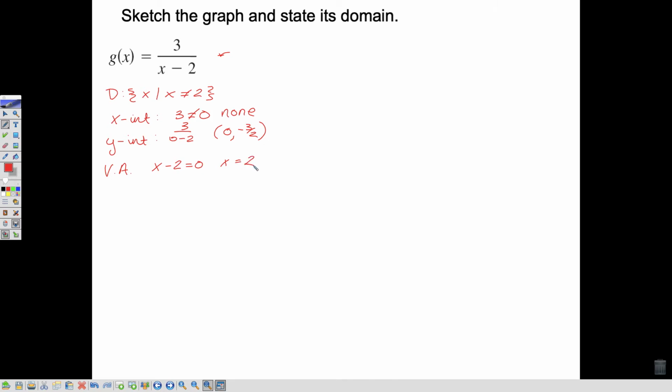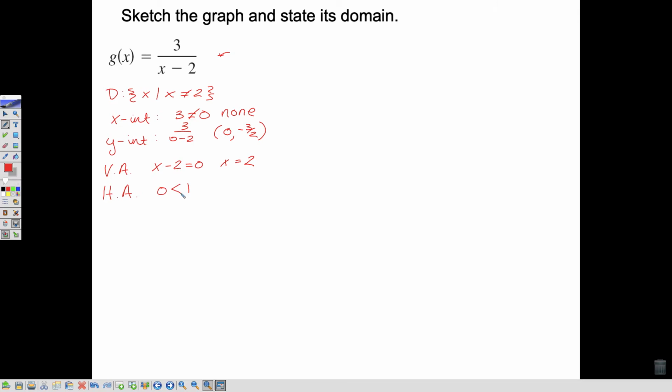Horizontal. How do I do horizontal? What's the degree of the numerator? 0. What's the degree of the denominator? 1. So my inequality is, 0 is less than 1.